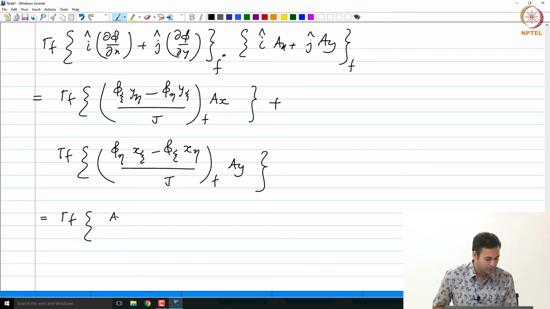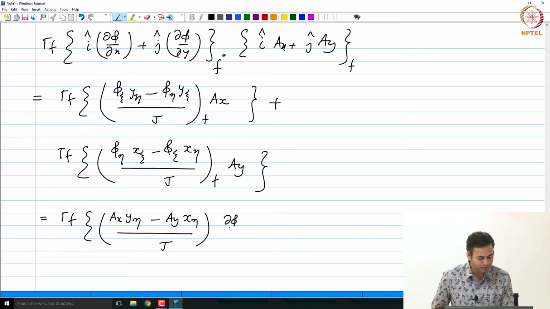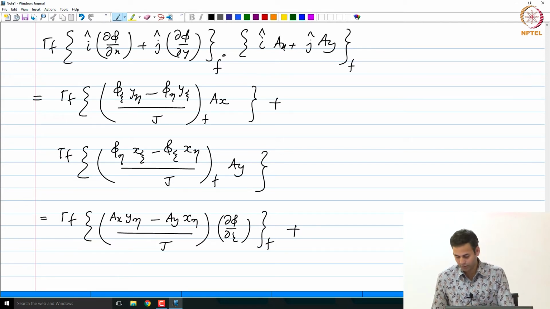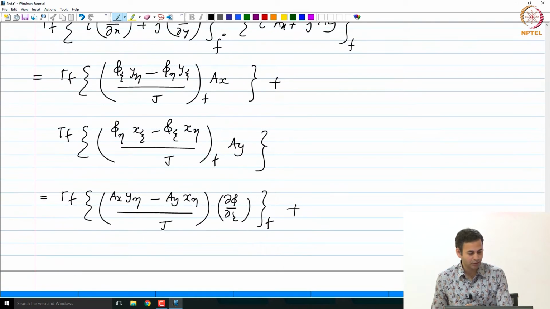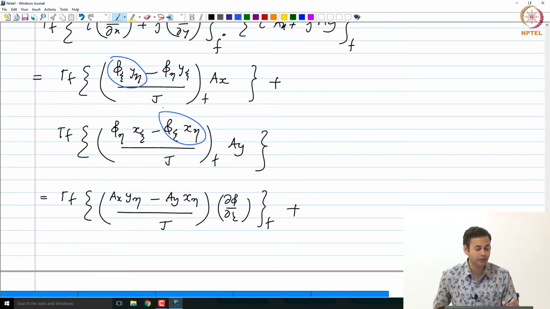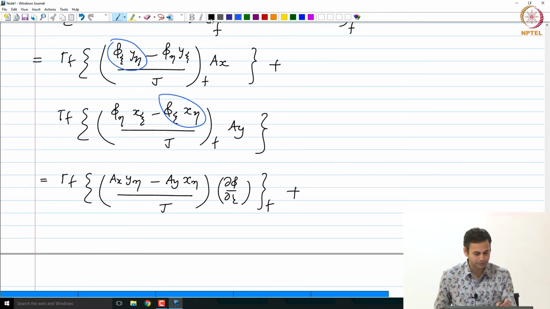Ax y eta minus Ay x eta upon Jacobian times partial phi partial xi, all on the face, plus what else will be there? So that means we essentially collected this term and this term, because both of them have phi xi as a multiplication factor. What is the next term?